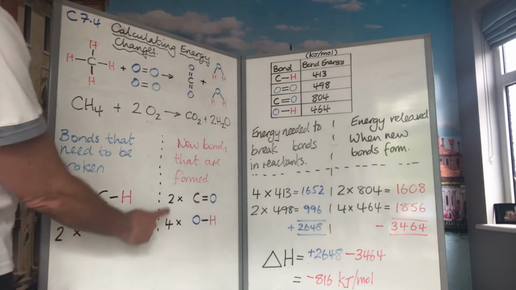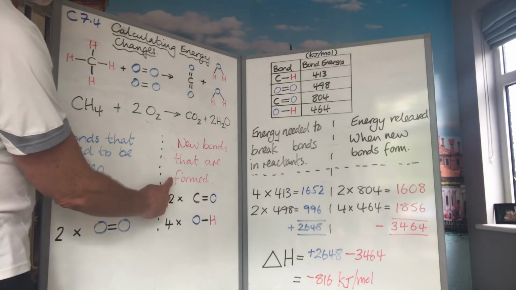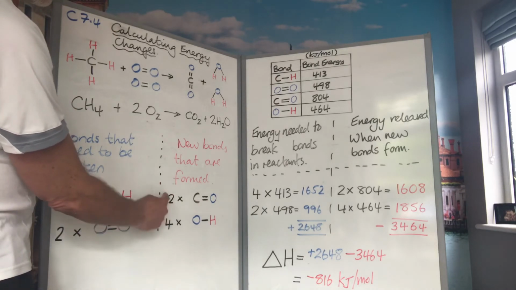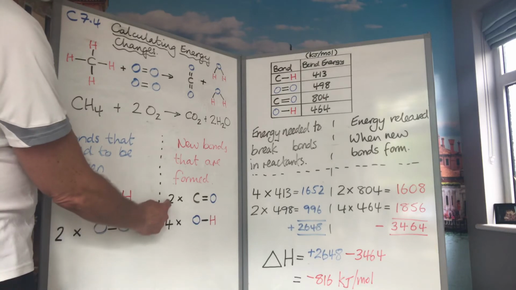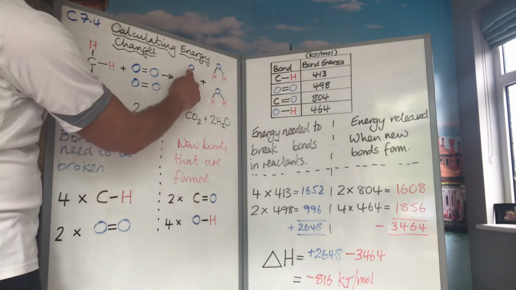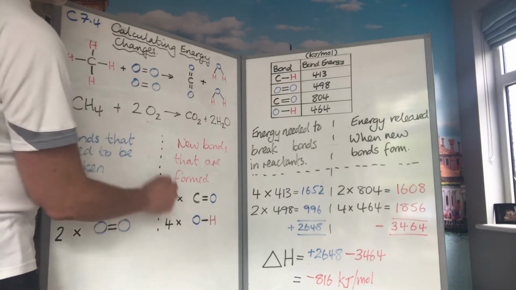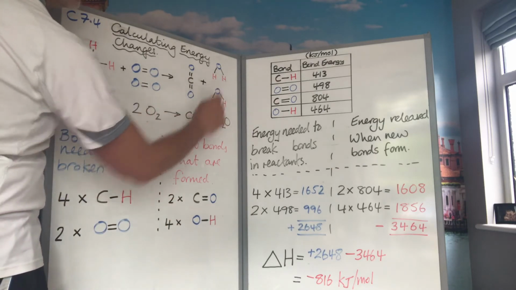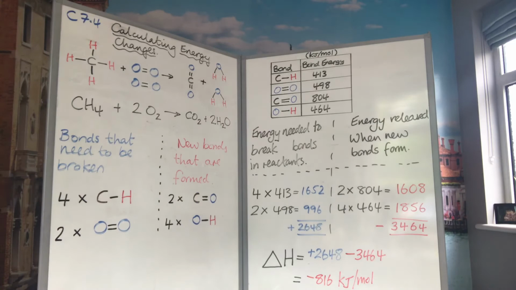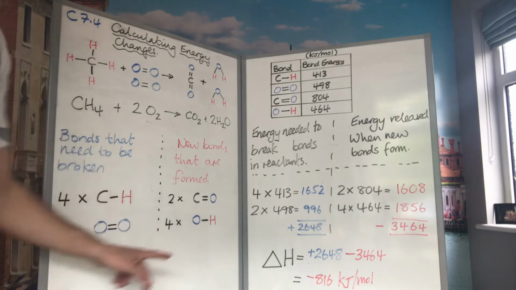And the bonds that will be made or formed at the end of the reaction to make your products are 2 carbon dioxide bonds, so 2 carbon oxygen bonds, 1 and 2 there, and 4 OH bonds, 1, 2, 3, 4. Okay, so we take the equation, we draw out every single bond, and then we work out the bonds to be broken and the bonds that will be formed.